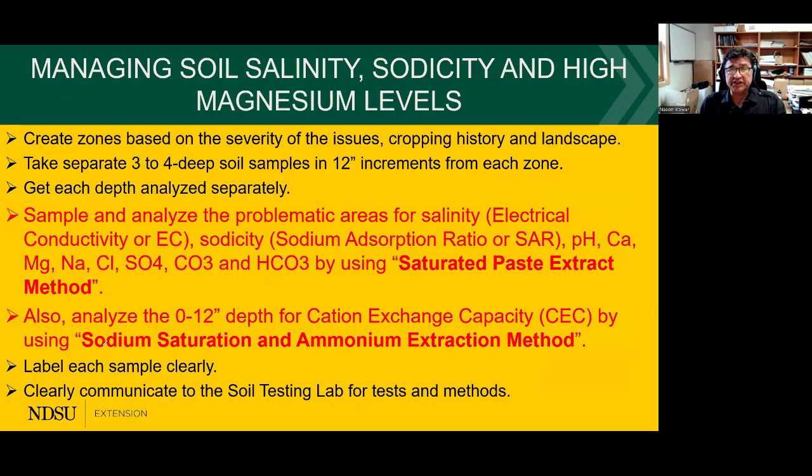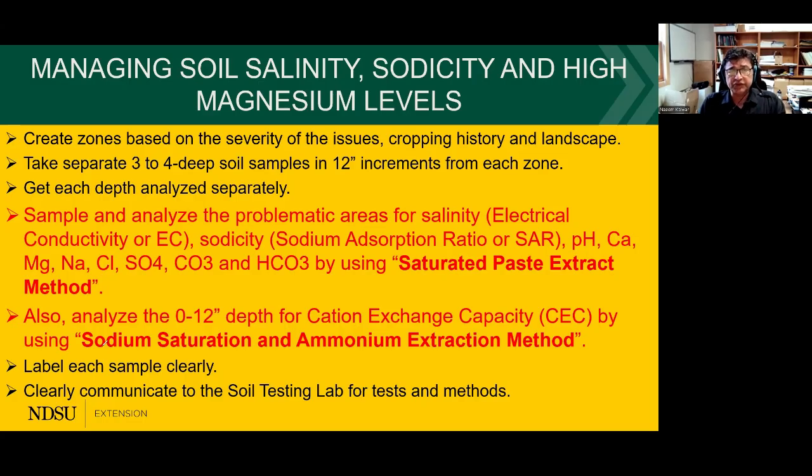That means some spots will not support any growth, those would be bare, not even noxious weeds will grow. Some might support marginal crops or stands. You don't want to mix soil from both spots because otherwise you're going to get an average. So consider cropping history and landscape, and then sample 3 to 4 feet deep in 12-inch increments.